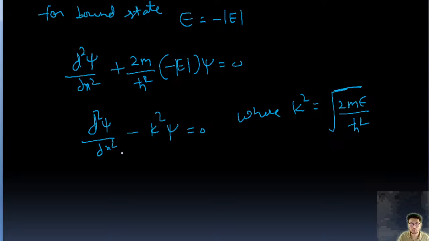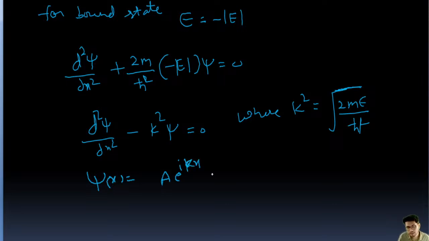Now we will solve it, and after solving we will get the wave function. The wave function psi(x) is going to be equal to A e to the power i kx plus B e to the power minus i kx. So this is the wave function. Now we'll define it for region 1 and region 2.